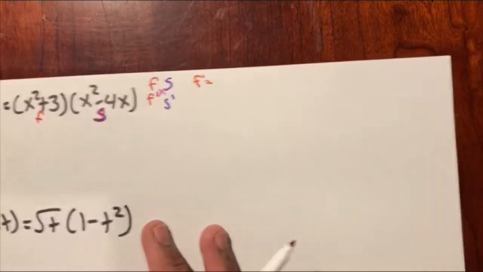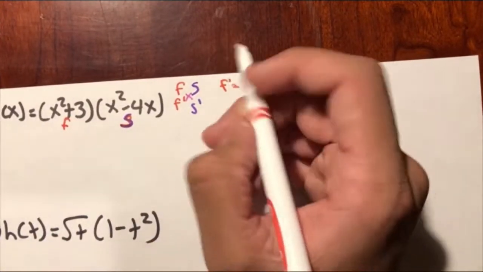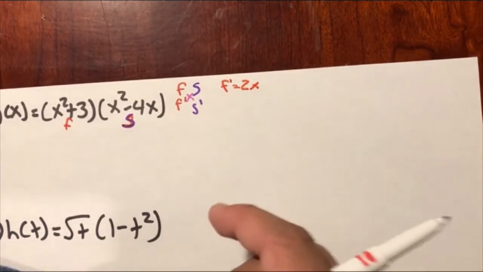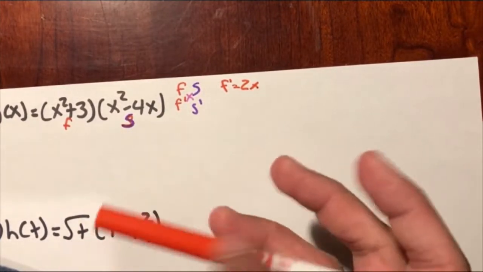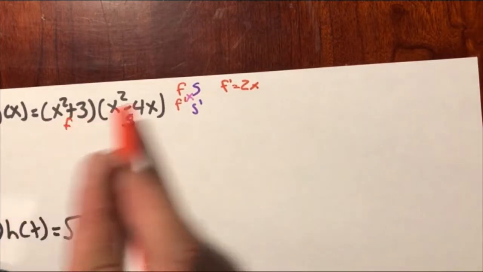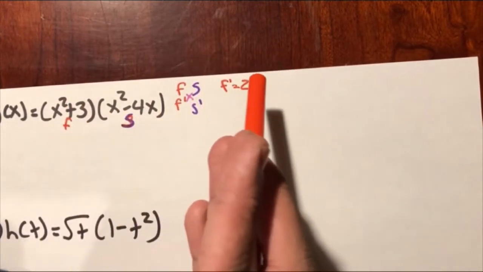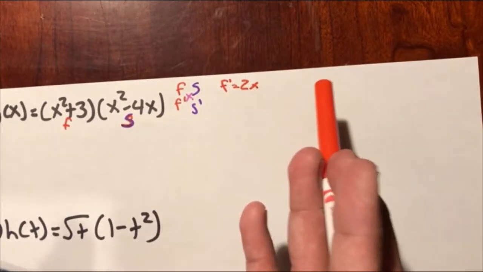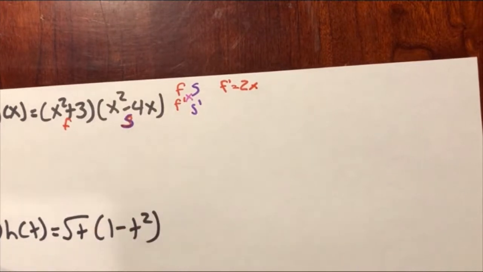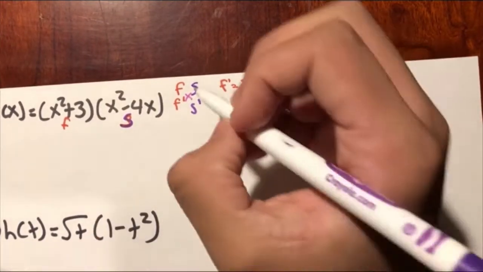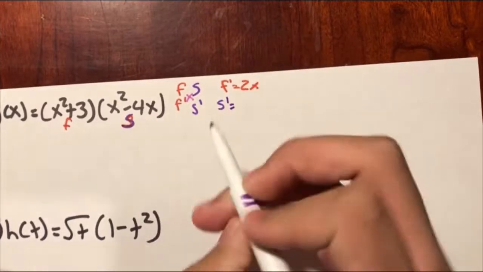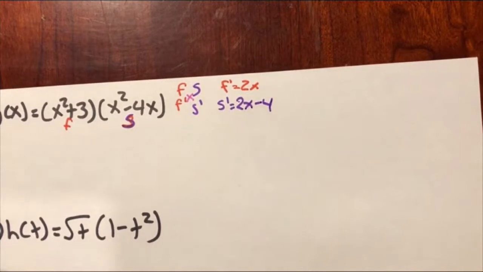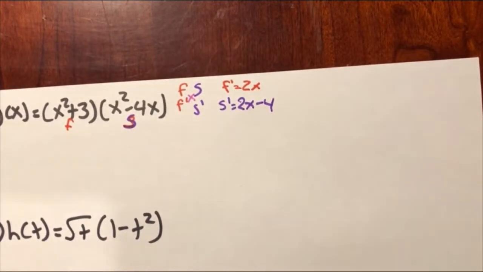as I discussed, x squared plus 3, I'll just get 2x. If you don't know how you got that, check out the power rule video below. I did make a video explaining how I got 2x, or how I explained power rule, and I have some examples on that video if you have any questions. And then I also have s prime is equal to 2x minus 4.